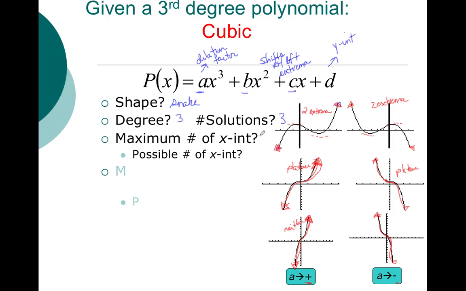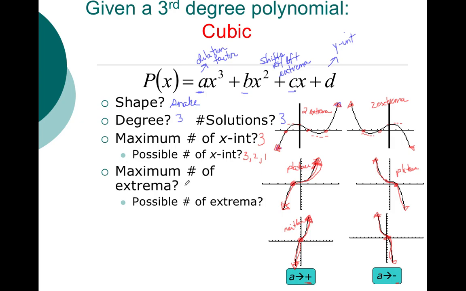So the maximum number of x-intercepts is 3. Look at this one. 1, 2, 3. But each one of these only has 1. If you have a plateau or neither, you're only going to have 1 x-intercept. Here, depending upon your vertical shift, you might have 3 x-intercepts, or you might have a double, if the minimum or maximum goes to the x-axis. So the possible number of x-intercepts is 3, 2, where 1 is a double, and 1.